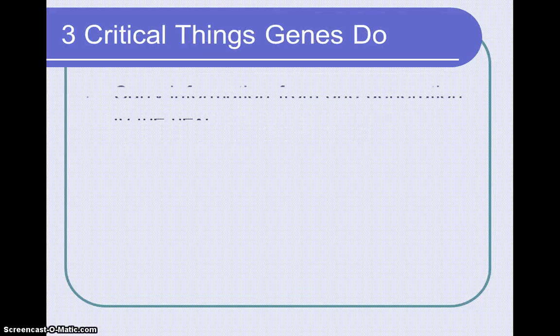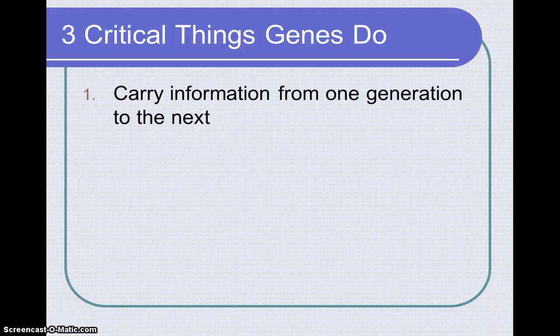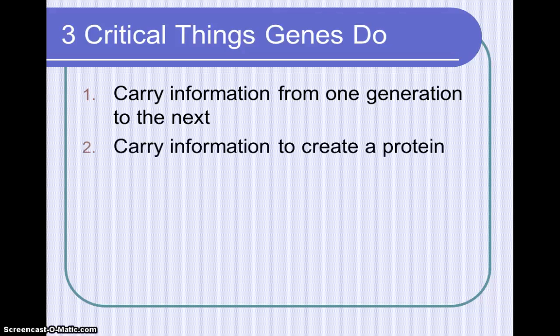There are three critical things that genes do. They carry information from one generation to the next. They carry information to create proteins. And they must be easy to copy.